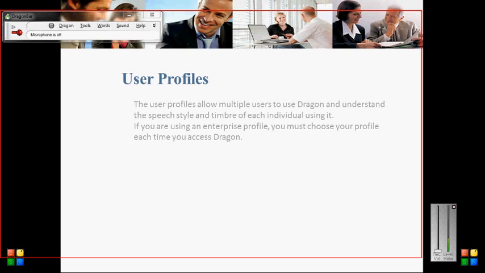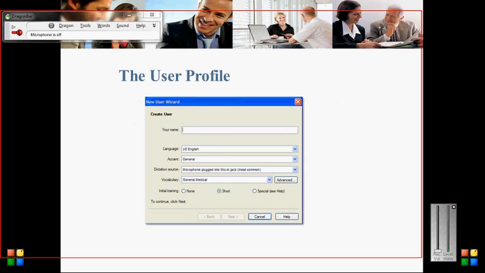If you are using the enterprise profile, which I have mentioned, you must choose your profile each time you access Dragon. So basically, what that means is you'll have to choose your user profile every time you open up the application. Now, in the case of MFA and AMG, because every provider's computer has Dragon installed on their computers, we don't have to choose their profiles because it's a standalone individual software. It's not the enterprise version that they're using for MFA.